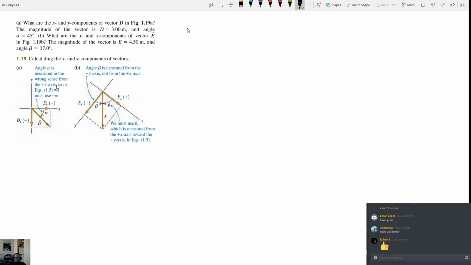Okay, so that's our problem. We start off and say that we have a vector D, and we know that vector has a length of 3 meters. And it makes an angle. Now notice it goes down and to the right, and it makes an angle alpha that is 45 degrees. What I'm going to do is say that the angle it makes, alpha, is equal to, I want to define it relative to the positive x-axis, so I'm going to say that it's negative 45 degrees.